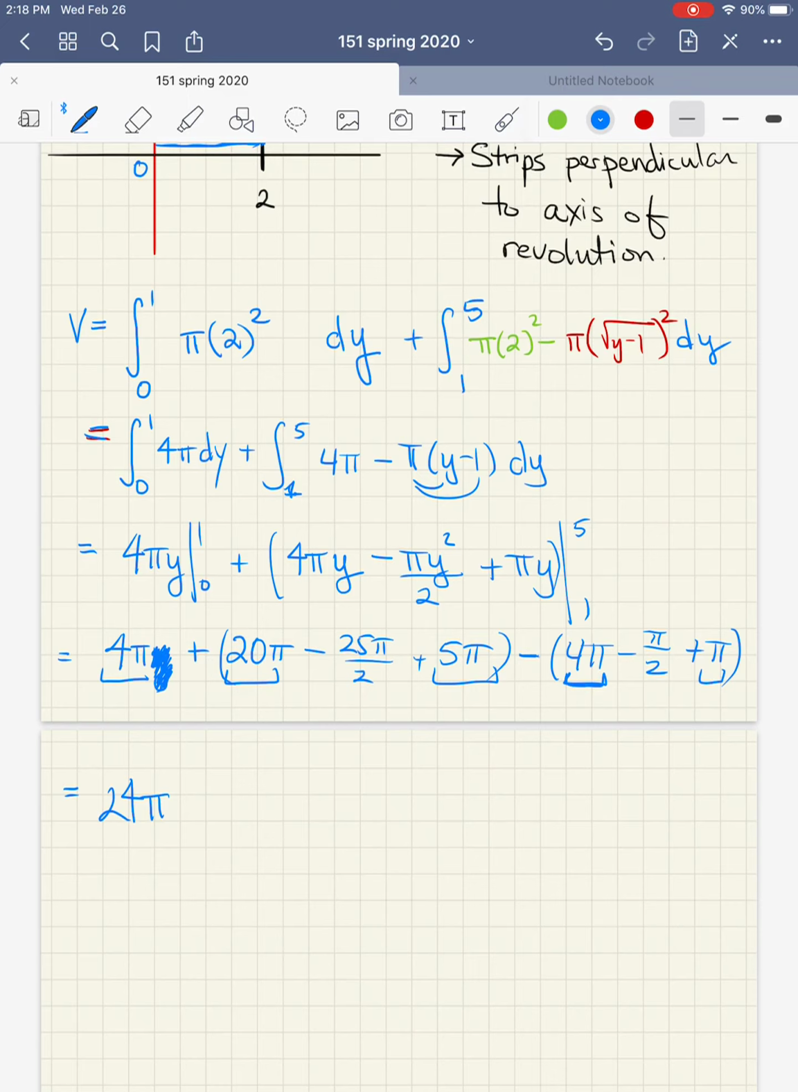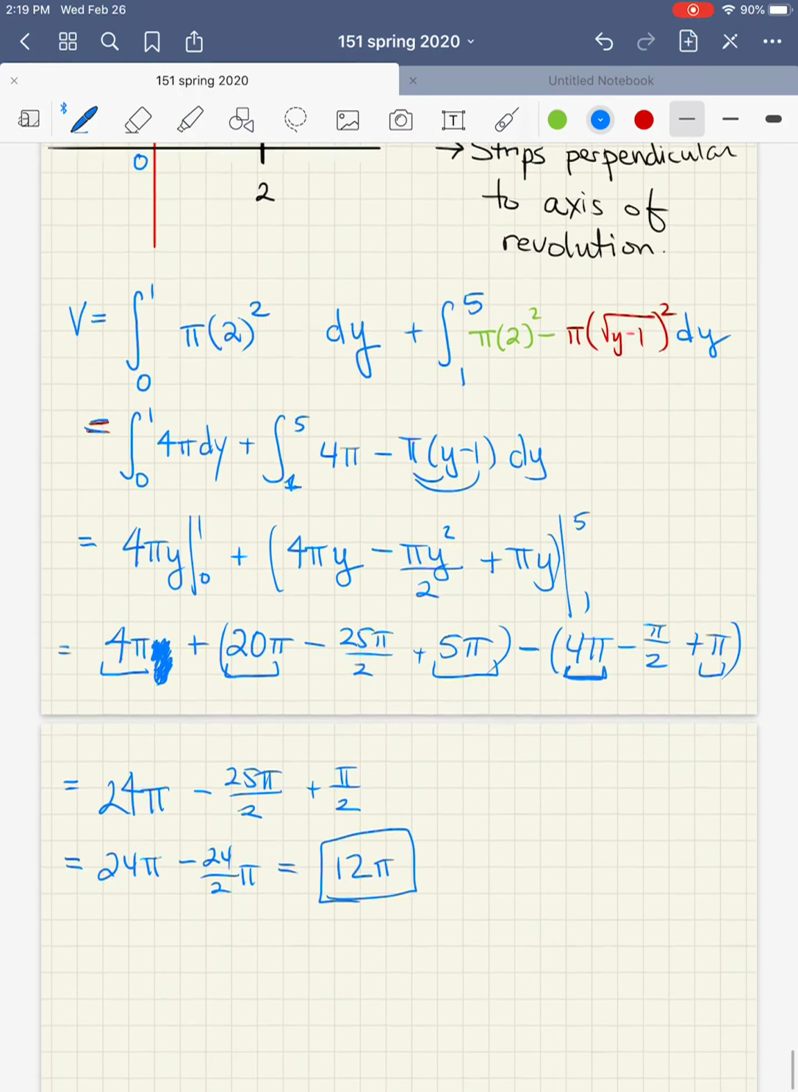And then I still have these fractions. So I'm going to have minus 25 pi over 2 plus pi over 2. That's going to be 24 pi minus 25 halves plus 1 half. That's minus 24 halves. And so at the end of the day, I get 12 pi. Okay. So that's the volume of this resulting solid.